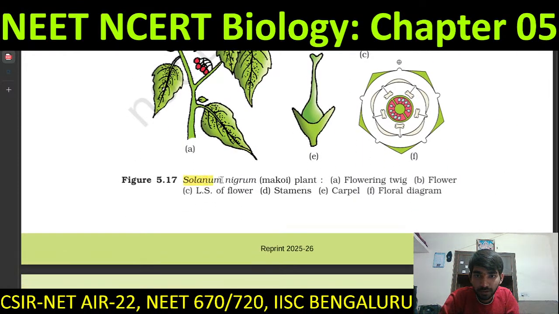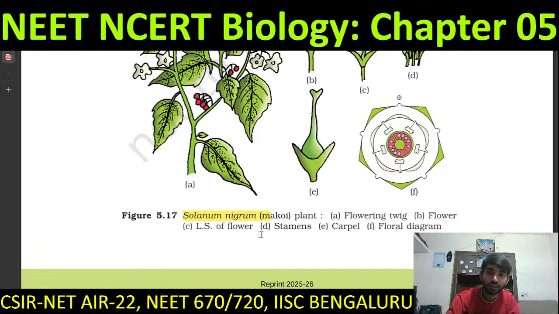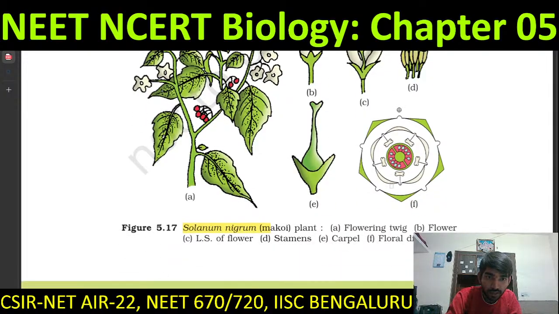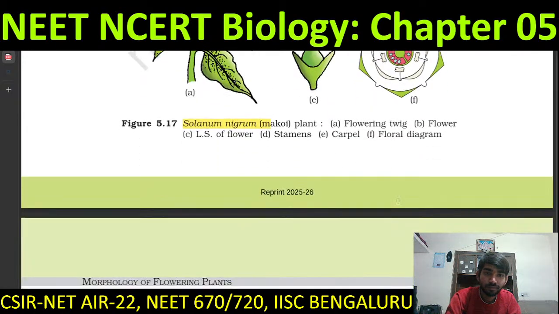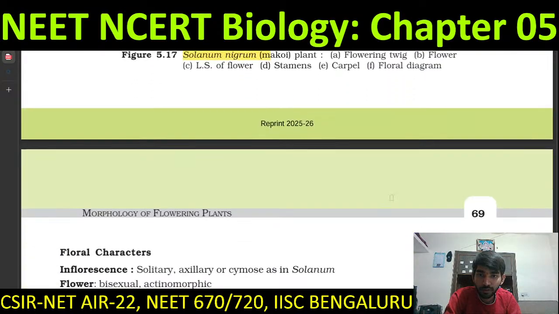So Solanum nigrum, here it is given, makoi, the flowering twig of that plant, flower, longitudinal section, stamen, carpel, floral diagram. All the different things are given here, and this is the floral diagram of the Solanaceae family. So you can see there are 5 different androecium. Then all these corollas are fused. The calyxes are also fused, and the floral formula is given here.